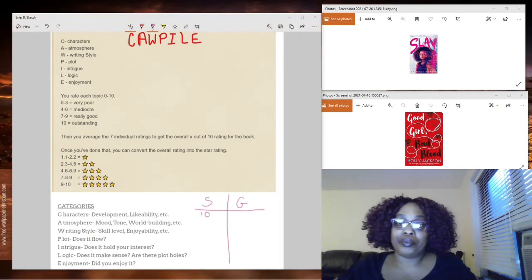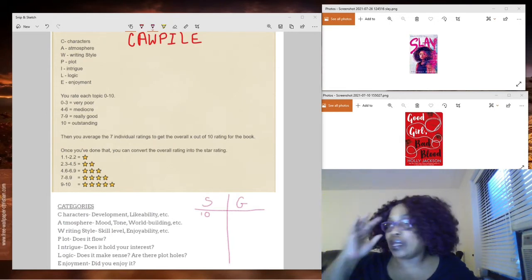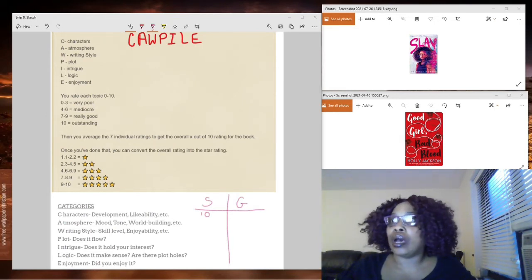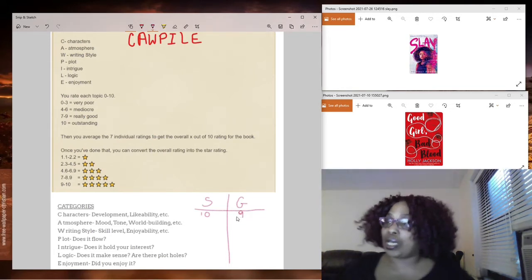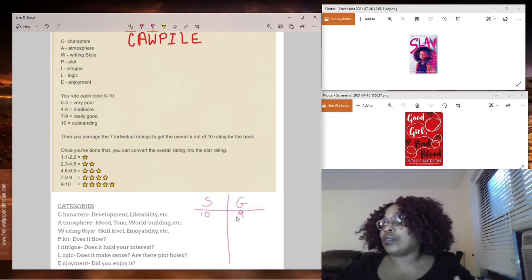I loved every single character in the book. I felt like every character was developed in the book. But in Good Girl's Guide to Murder, I felt that not every character was developed enough.